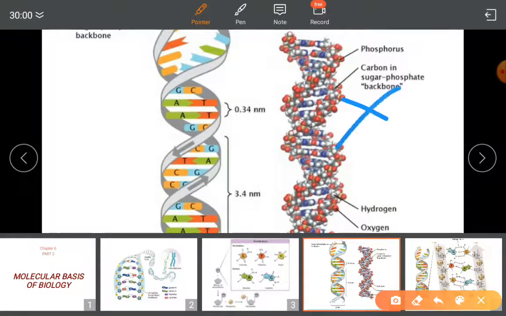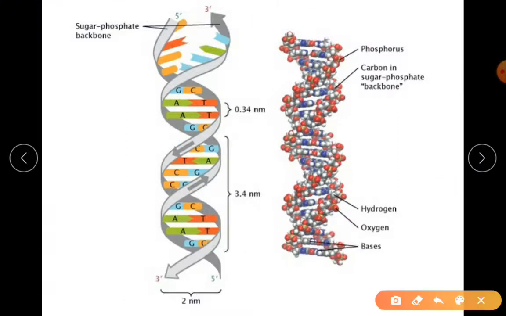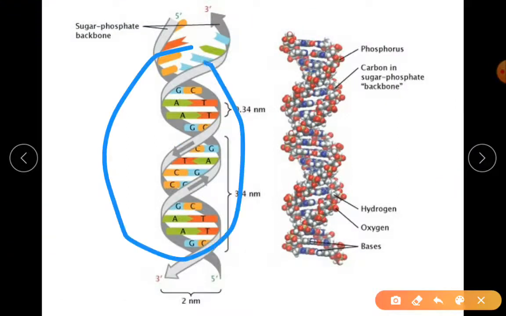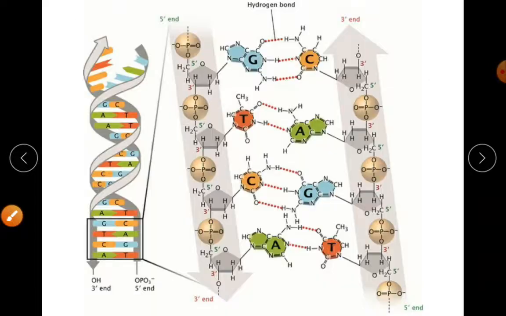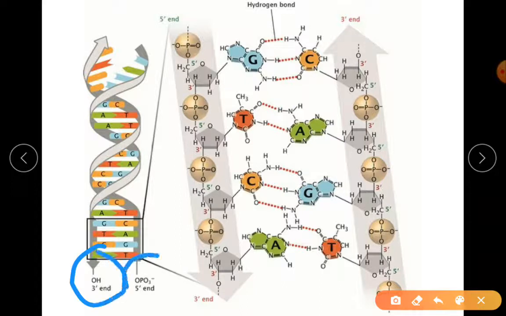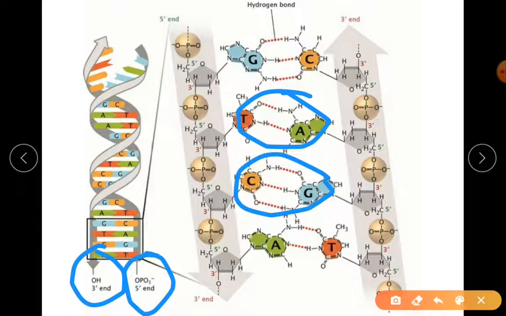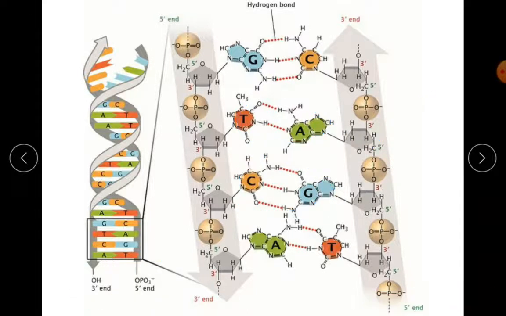Don't draw this, only this one I am expecting, and that too not this kind of structure itself, but in a simple way through which I've told. No need of showing this arrow. This is a better view to show the 3 prime end and the 5 prime end, the bonding between the complementary pairing. This is called complementary pairing.